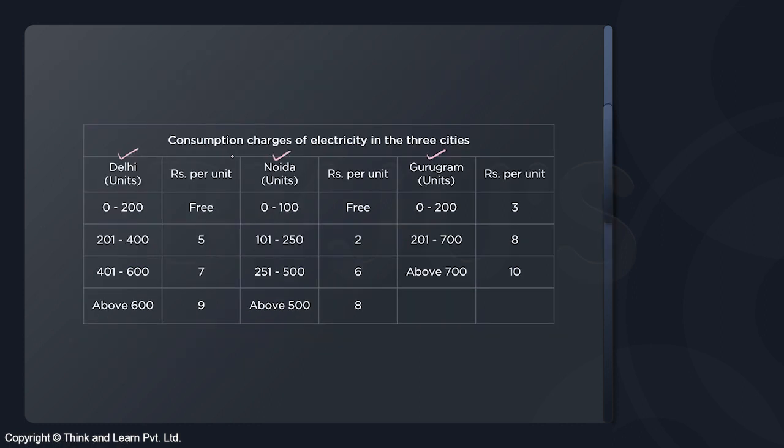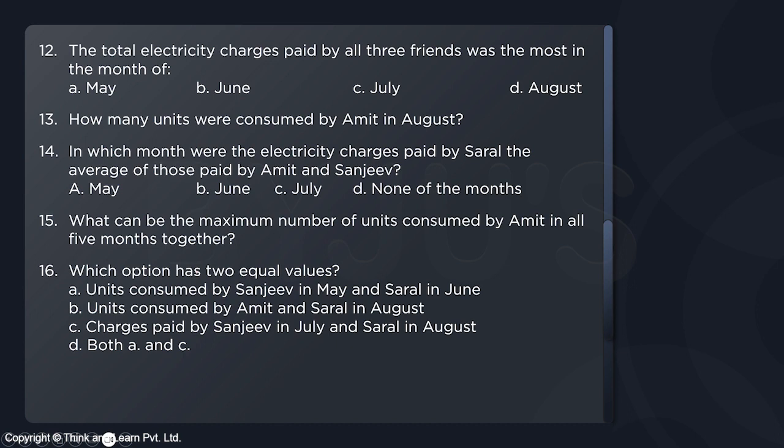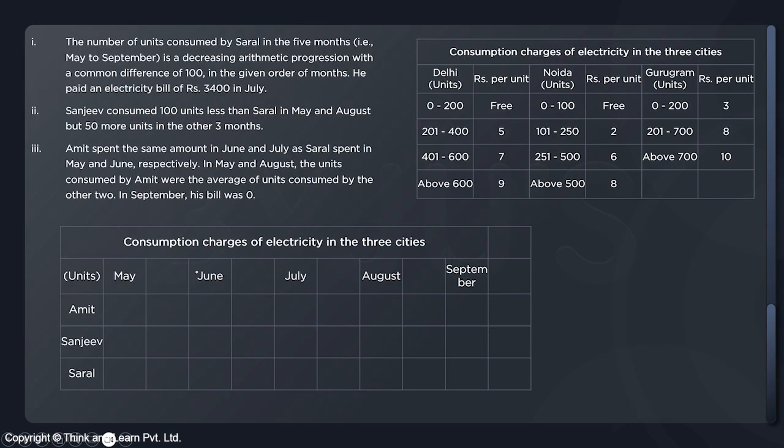If I just go back to that table, in Delhi, first 200 units are free, the next 200 are 5 per unit, and the next 200 are 7 per unit, and that's how he has calculated. So this has given us an idea how we calculate all these things, and then there is some information along with these questions. I'll straight away come to the information. I have already made this table over here.